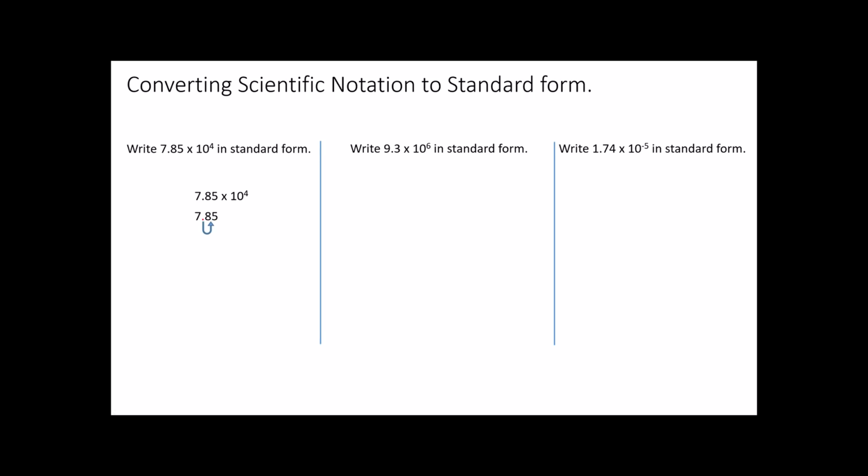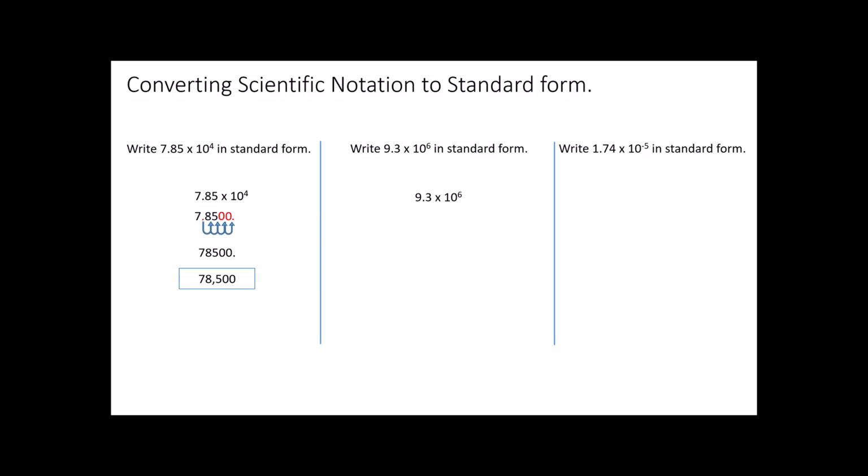So 7.85 times 10 would make it into 78.5. Multiplying by a second 10 would put that decimal after the 5, which makes it 785. Times a third 10, well, there's nothing to go around there, so I'm just going to stick in a 0. And times the fourth 10 makes it another 0. So that decimal has to go 1, 2, 3, 4 places, making this into 78500. Or properly written, that's 78,500.